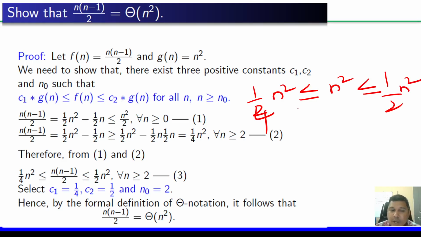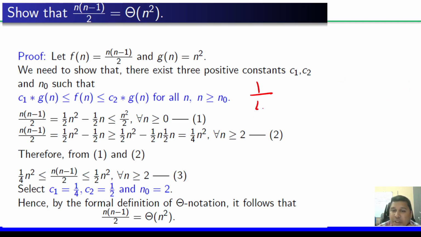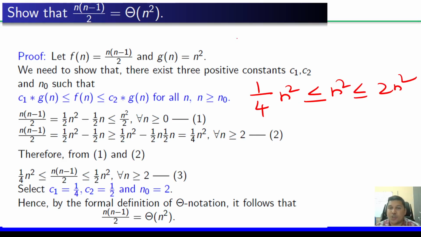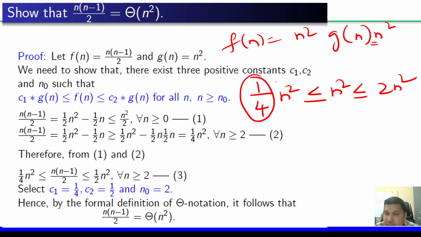Now what is the meaning here? n square is greater than 1 by 4 n square. One more simple example: 1 by 4 n square less than or equal to n square less than or equal to 2 n square. See this. My f of n is n square, my g of n is n square. There exist two constants C1 and C2 such that this condition is holding true.